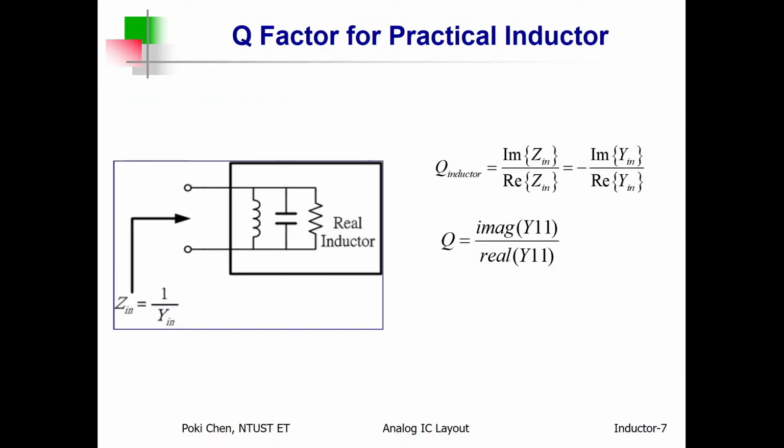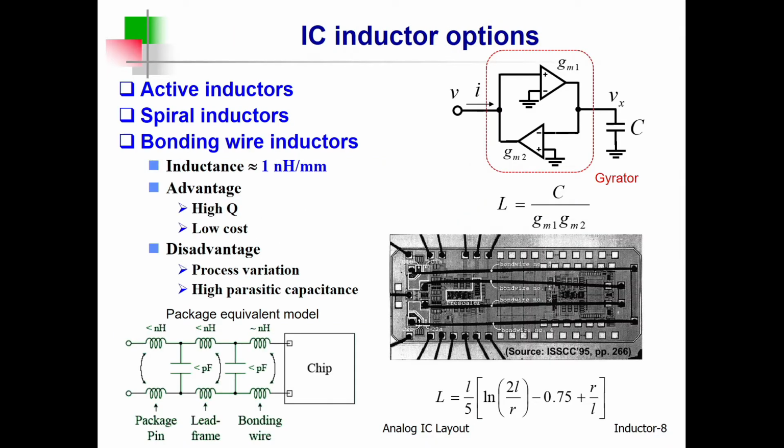Okay. Anyway, for the other component, you can see Q equals the imaginary part divided by the real part. The imaginary part is composed of inductance and capacitance, right? And how about the real part? Again, the resistance. That's it.